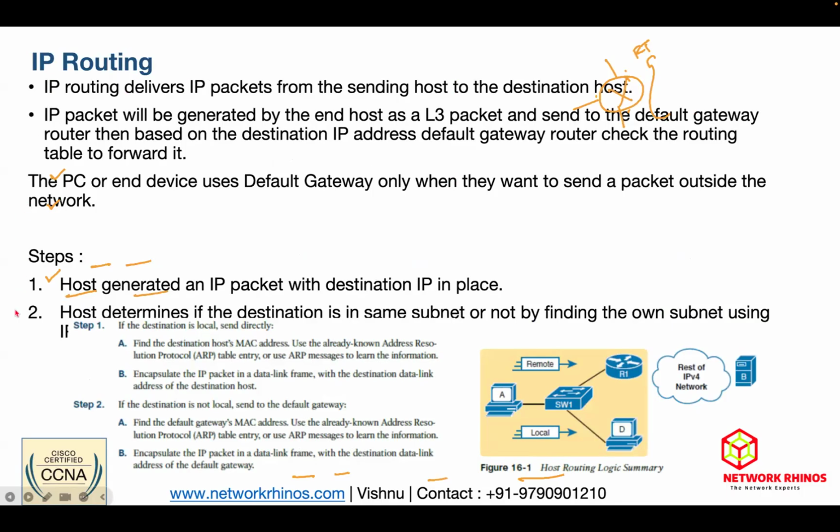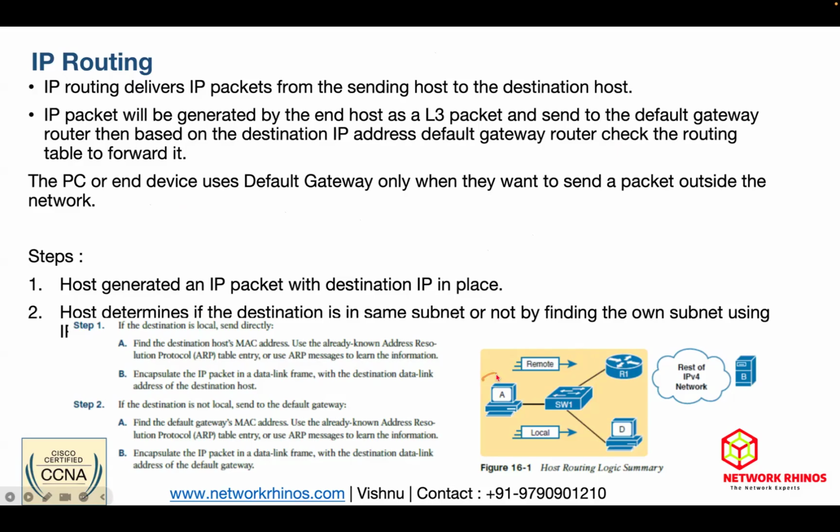So next is your IP routing. IP routing delivers an IP packet from the sending host to the destination host. Routing means sending a packet from source to destination, from one place to another place. If a packet is created by an end host as a layer 3 packet, that will be sent to a default gateway, and through the default gateway this can be routed based on the destination network.